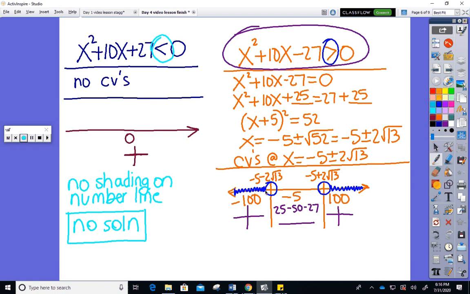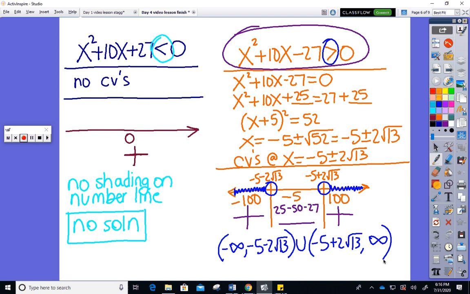All right, so now you can answer it. And I'm going to say, well, that's negative infinity all the way up to that really weird critical value, union the other weird critical value, all the way to infinity.